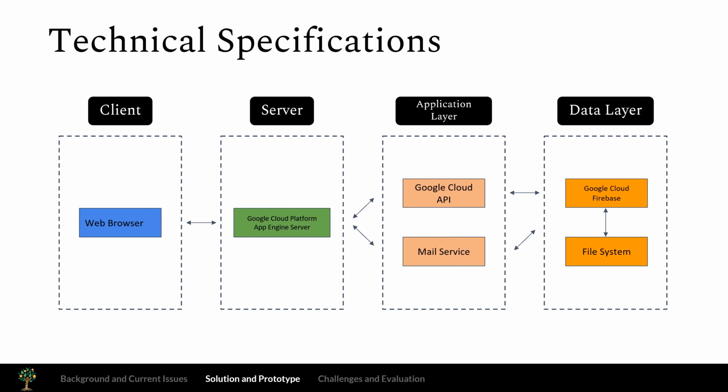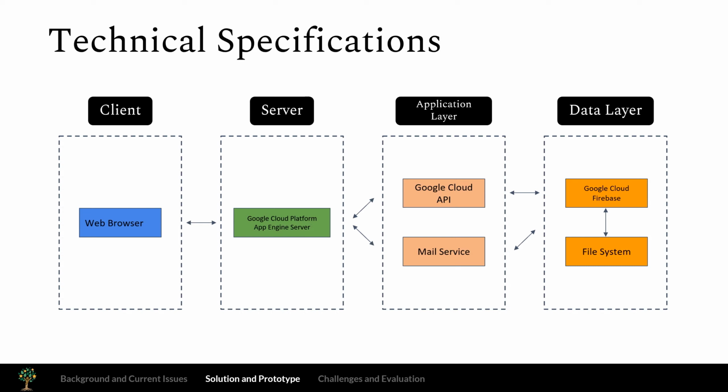The first tier is the web browser on the client side. For the second tier, we subscribe to Google Cloud Platform services for the use of their App Engine server. Server of the second tier will serve the first tier clients, while the third tier consists of application and the database. The application layer includes Google Cloud API and mail service. The data layer includes Google Cloud Firebase and file system. Server of the third tier will serve the second tier server.